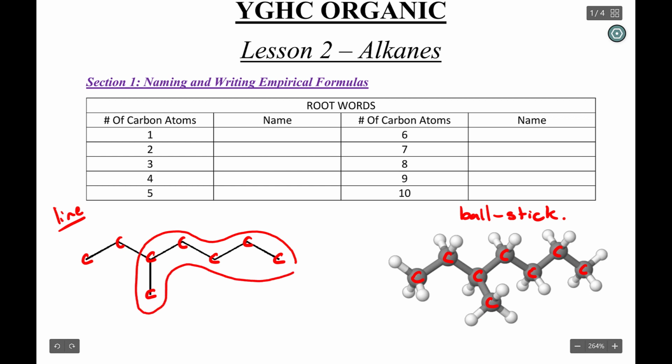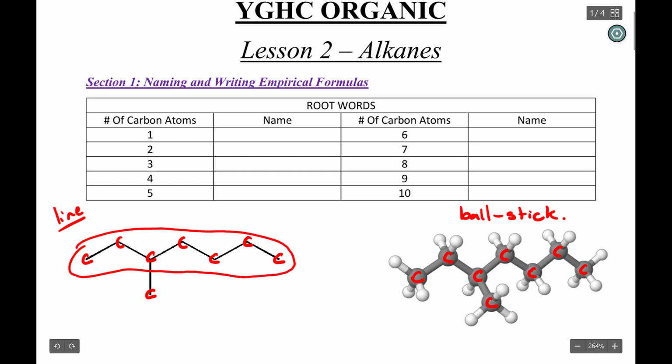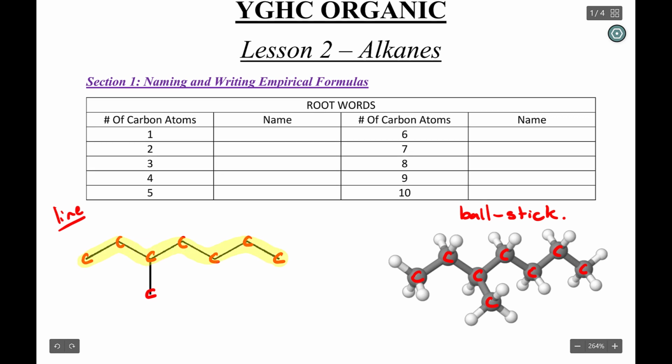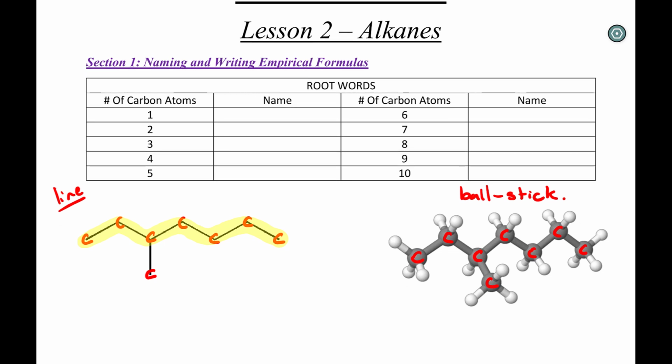That would be 1, 2, 3, 4, 5, 6 carbons. Or I could just do the line straight across, and I would have a total of 1, 2, 3, 4, 5, 6, 7 carbons. So I'm going to highlight that longest continuous line. This is called my parent chain, and it's going to have my root word, or the root number of carbons, in it. So let's talk about these root words.